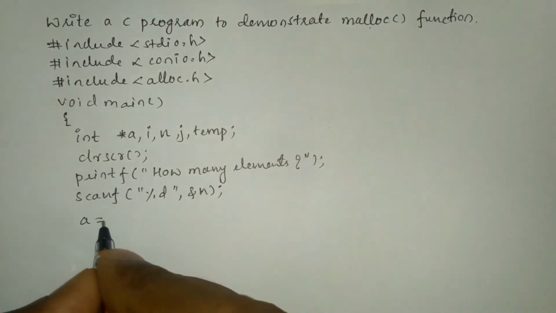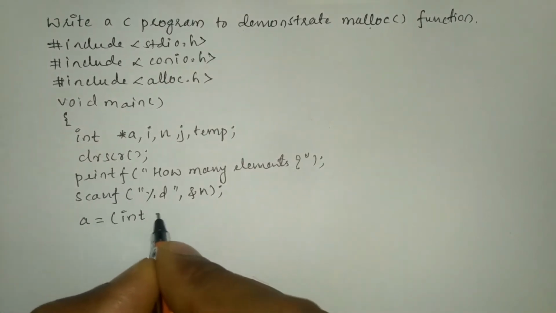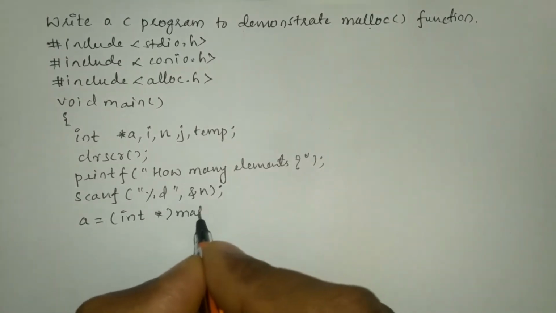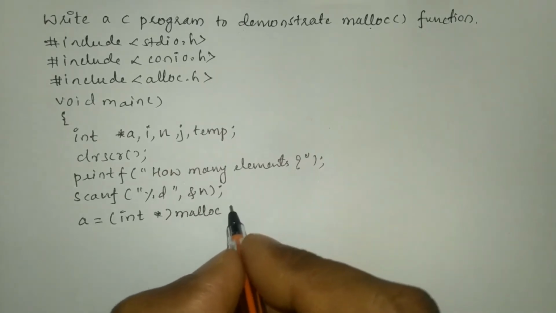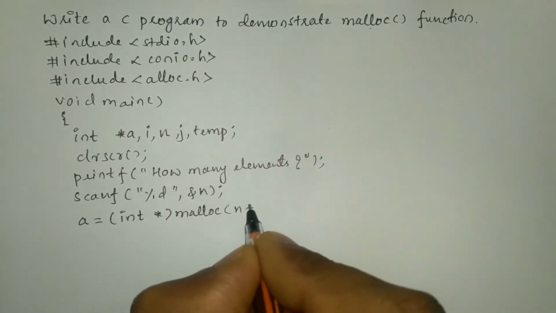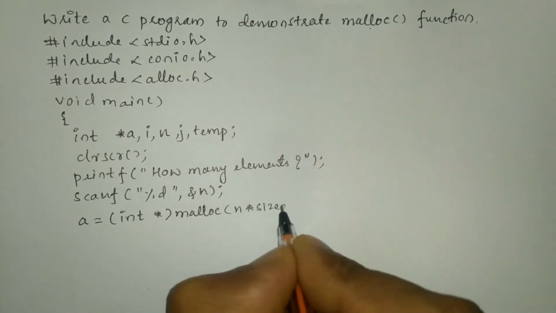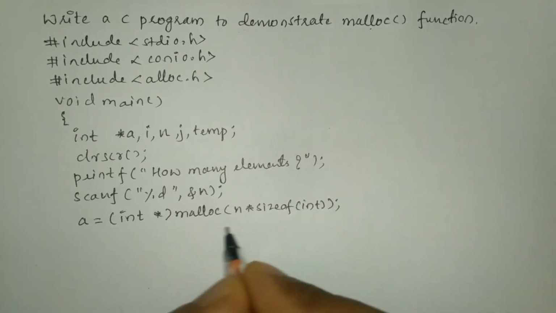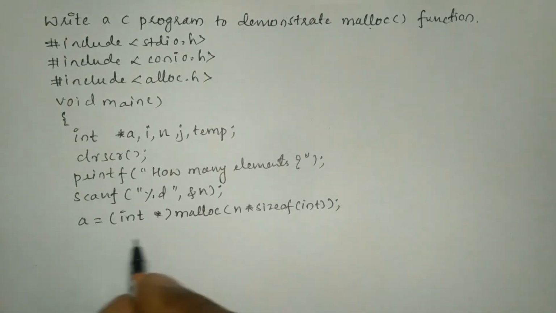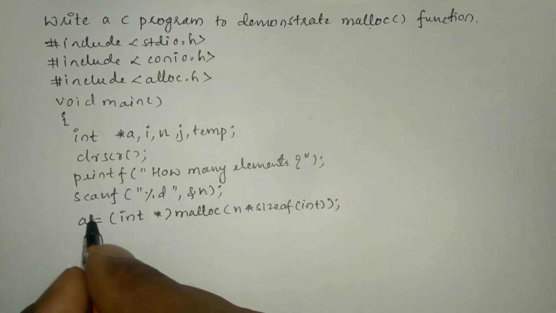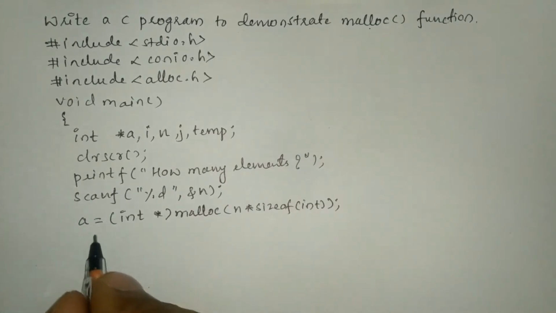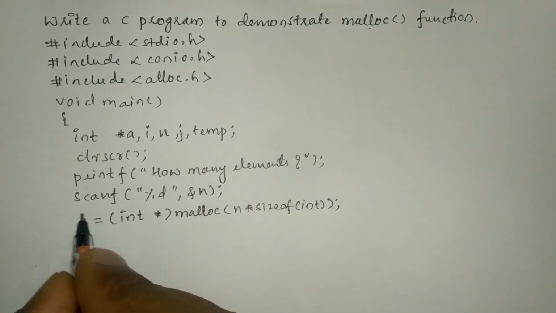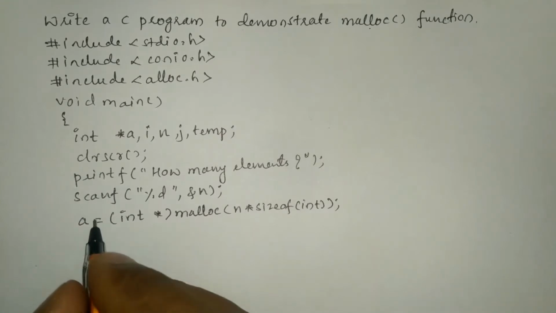Now we'll write the allocation of memory for variable a. So here a is equal to, inside the round brackets I'm going to write int asterisk. Next we'll write the function called malloc, and inside the round brackets we'll write n into the sizeof operator, and inside this we're going to pass the int type of data and put a semicolon. So here we have allocated memory for this pointer variable at the time of execution, or we can say the memory is allocated for this pointer variable dynamically.